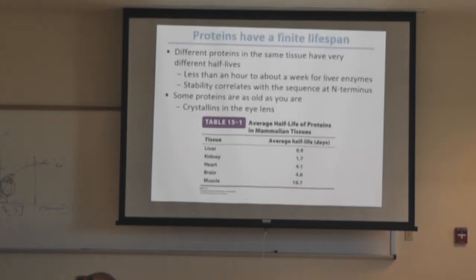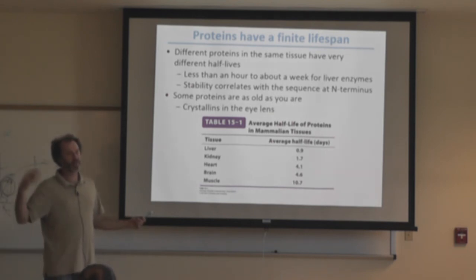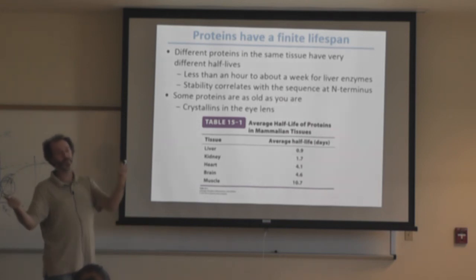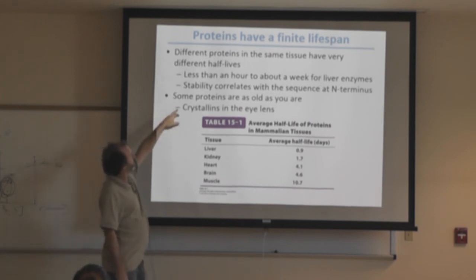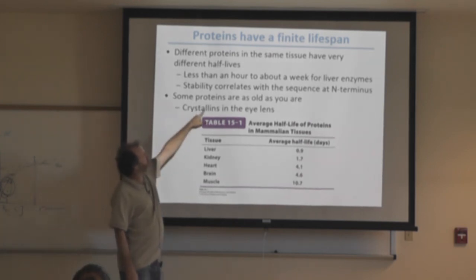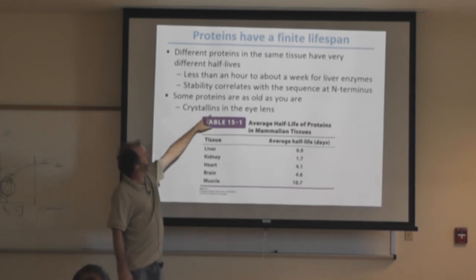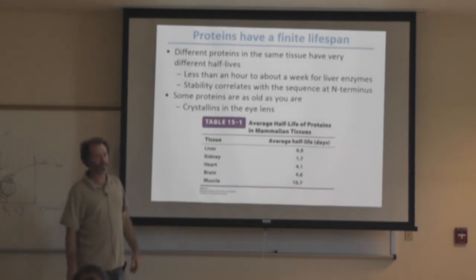And then proteins have a finite lifespan. So the proteins in your body, they're not going to be around forever. There's a certain amount of turnover. And at homeostasis, the amount degraded is going to be equal to the amount produced, right? Or the rate degraded. So some proteins are as old as you are, crystallins, and things like that. And that's why when you get old, your vision goes bad.